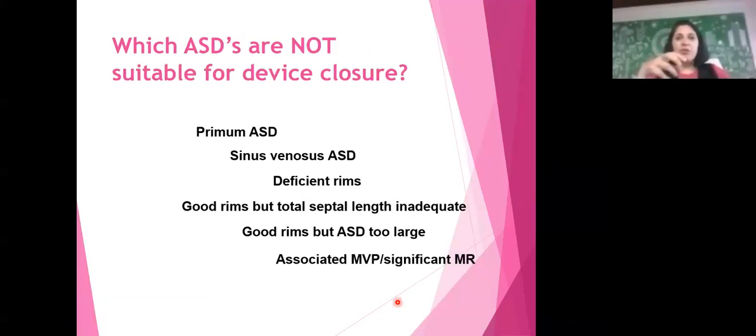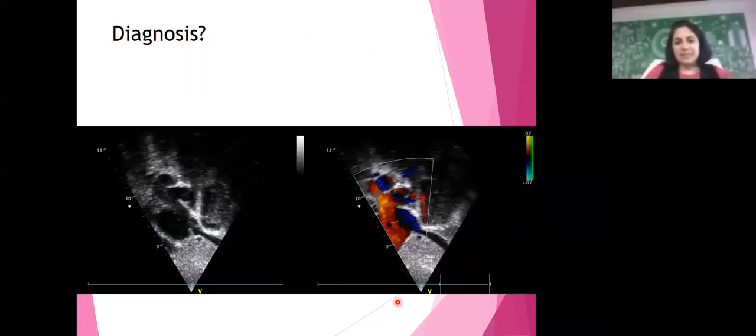So it's very important for both pediatricians as well as cardiologists to speak the same language, to be telling them, if it's suitable, we'll try device. If not suitable, surgery. Device is not experimental. If it is suitable, please go ahead with device, because it's been around now for 25 years with a very high success rate. So diagnosis here, anyone?